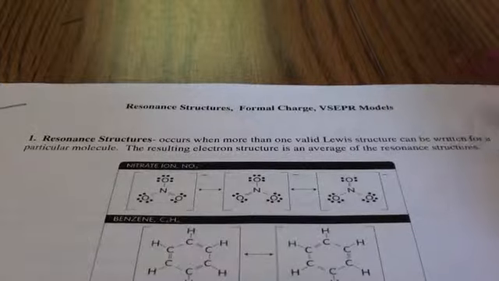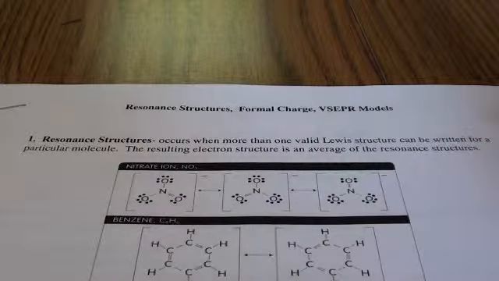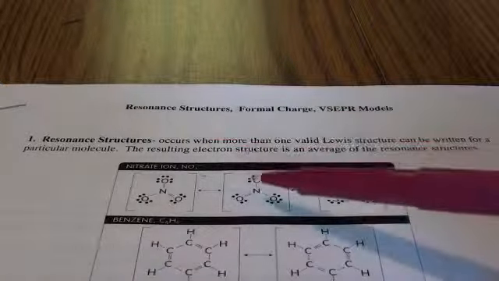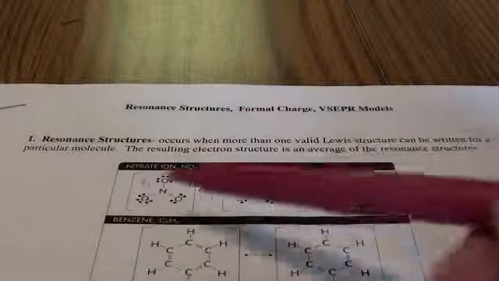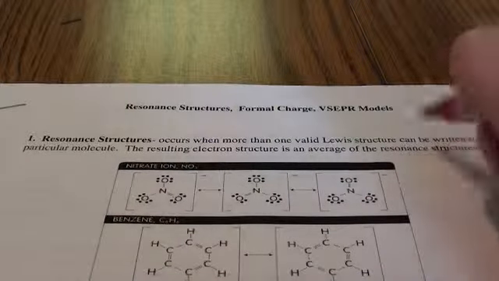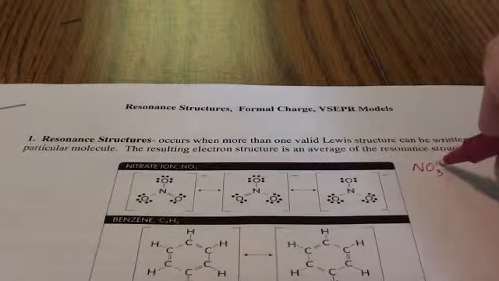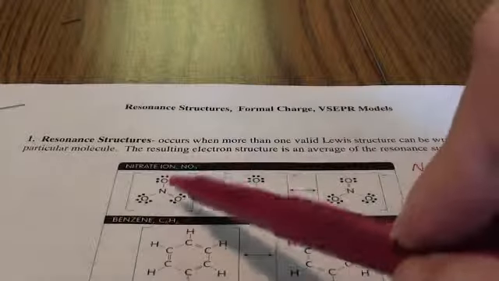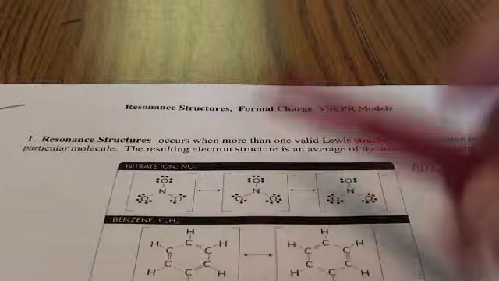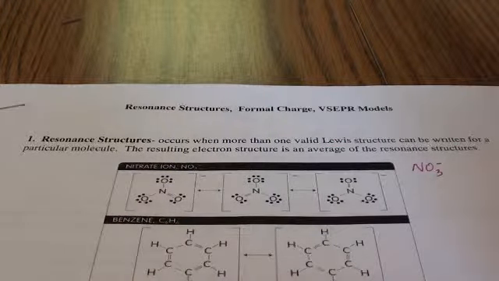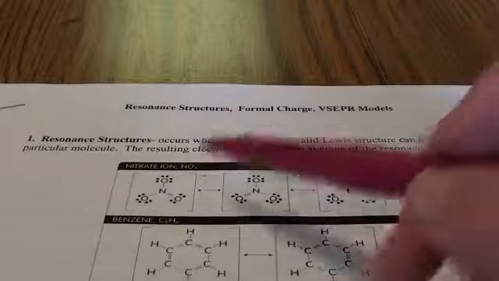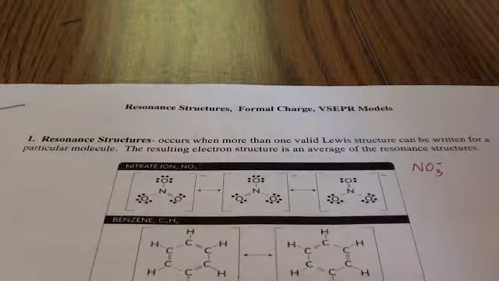Resonance structures occur when there is more than one valid Lewis dot structure for a particular model. What ends up happening is you write all 3 of the Lewis dot structures, and in real life, the molecule is an average of the 3. Here we have the nitrate ion, NO3 minus 1, and you will notice that there could be a double bond anywhere attaching the nitrogen to the oxygens. Each one of these is valid, and they're resonance structures.